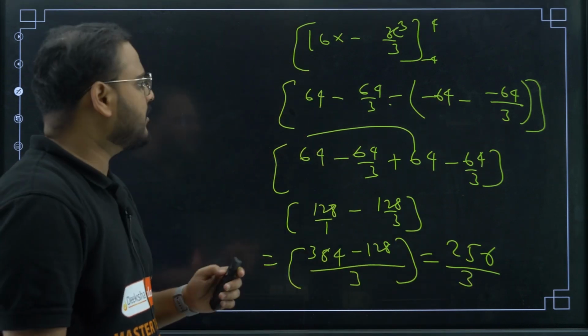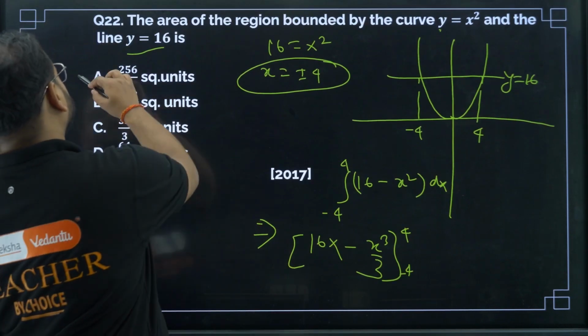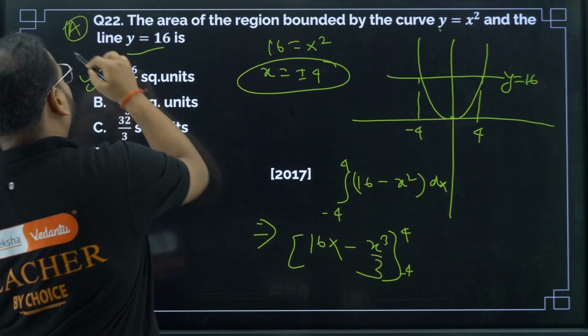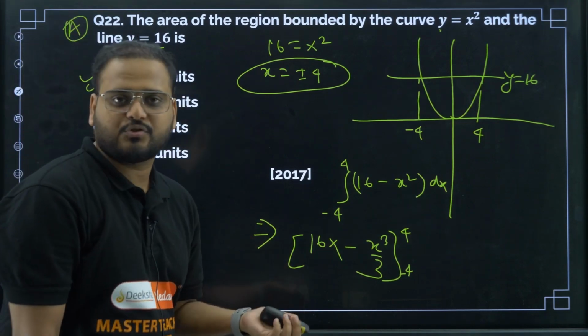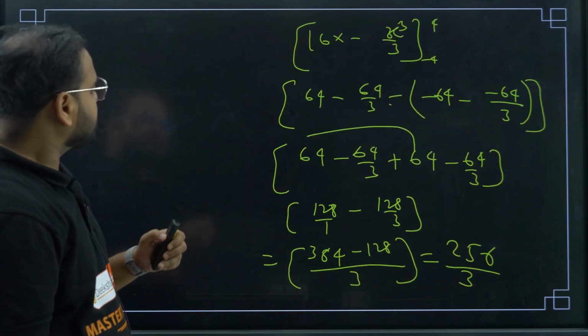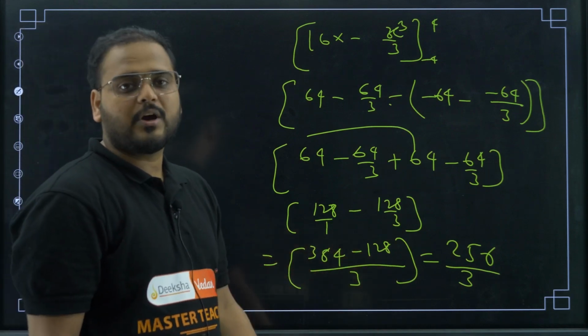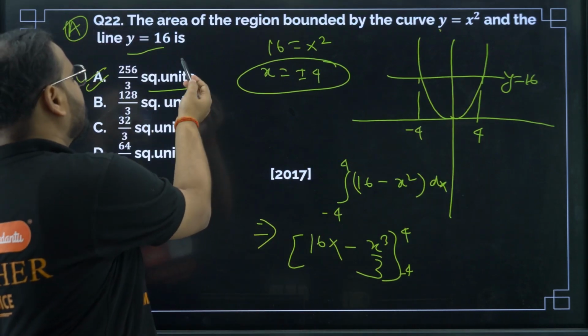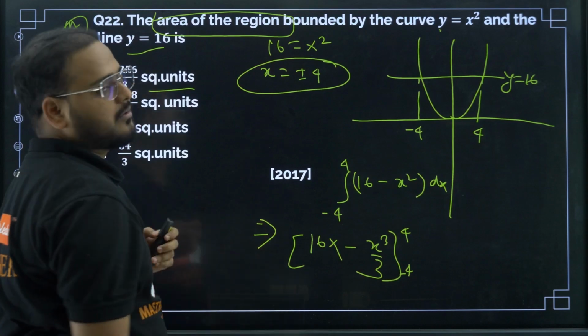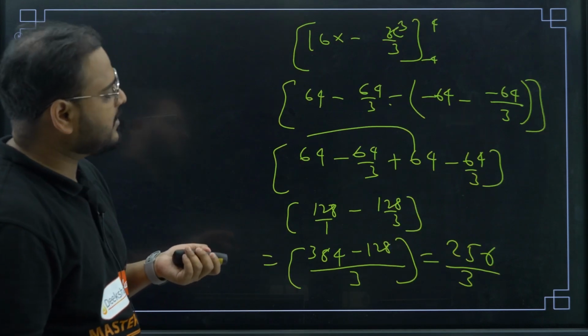Simple question, not that difficult. Okay. Simple problem. Answer is A. I was not sure, but I did not know the answer. You have to solve it to know the answer. Okay. 256 by 3 square units. Square unit, because what is the square unit? So area we are finding, bacha. We are finding area, no? So 256 by 3 square unit.